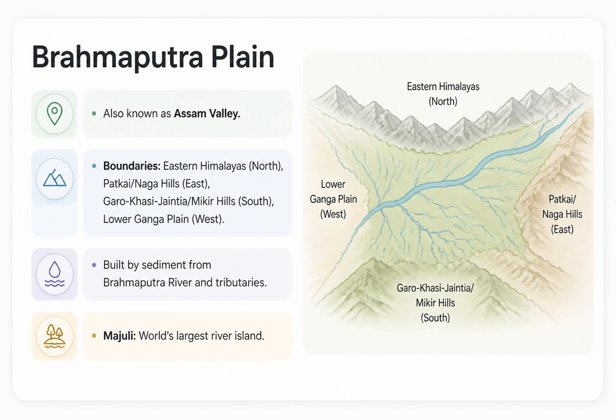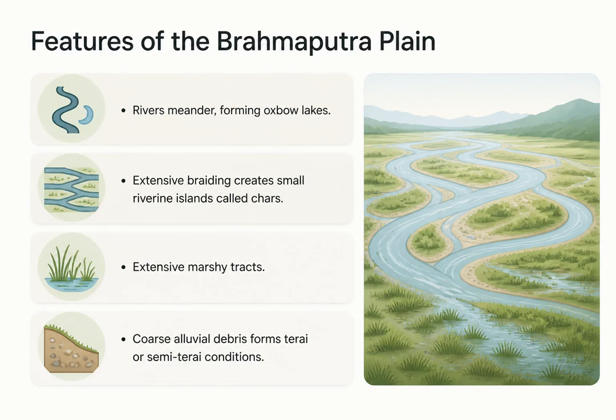The sediment deposition is so intense here that it formed Majuli, which holds the title of the world's largest river island. As the Brahmaputra and its tributaries meander through this valley, they leave behind numerous oxbow lakes. The river is highly braided, meaning it splits into multiple channels that weave around each other, creating countless small, temporary riverine islands known locally as chars. Because of the heavy rainfall and coarse debris washing down from the surrounding mountains, the region features extensive marshy tracts and semi-terai conditions, making it incredibly lush and ecologically diverse.